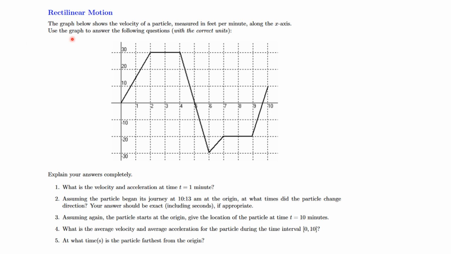The problem again dealt with rectilinear motion, and the graph below shows the velocity of a particle measured in feet per minute along the x-axis. Use the graph to answer the following questions, and please include the correct units. And so you're supposed to answer the questions and explain your answers completely. What is the velocity and acceleration at time t equal 1 minute?